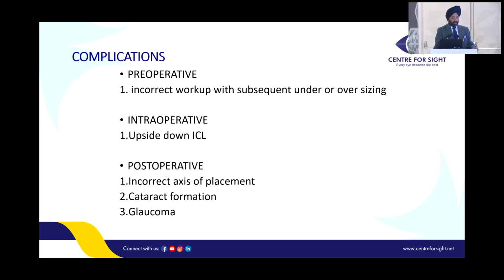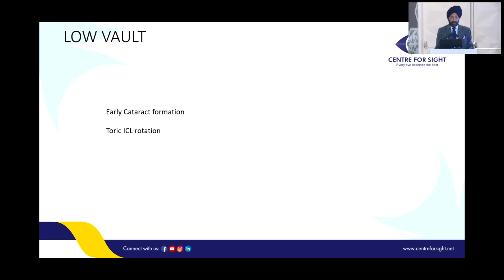Now the complications or problems that you can have: pre-operatively there could be an incorrect workup, and therefore the size or the power could be different from what you wanted. Intraoperatively, you could actually be implanting the ICL upside down, and that's going to be disastrous. Post-operatively, incorrect axis of placement, cataract formation or glaucoma can happen early.